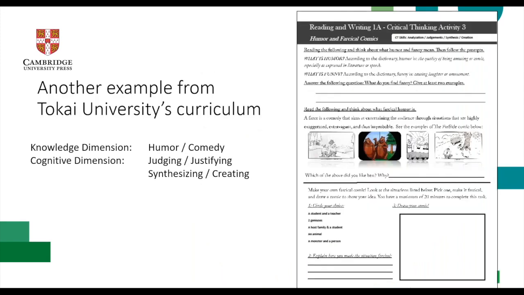Another example from our curriculum is from our advanced classes. Knowledge dimension is conceptual for humor and comedy. So the cognitive dimension is very, very high: judging, justifying, synthesizing, creating. This actually asks students to think about humor. What is funny? What do you think is funny? And then we give them some examples of farcical comedy. Do they like it? Why? Why not? And then we give them a chance to create.